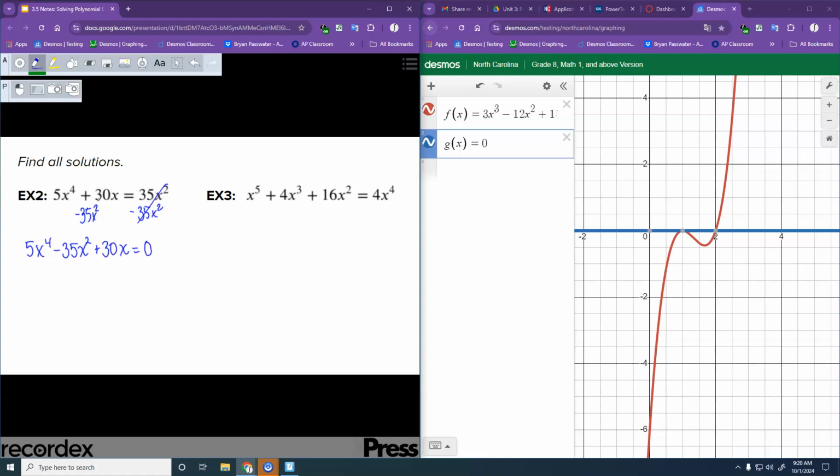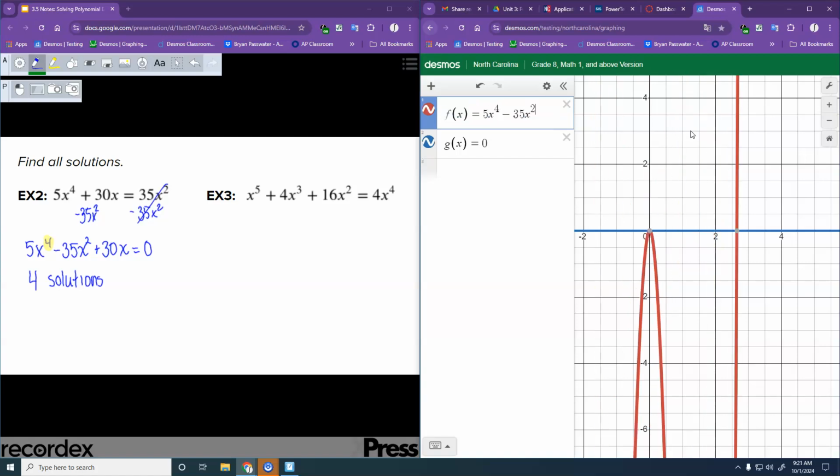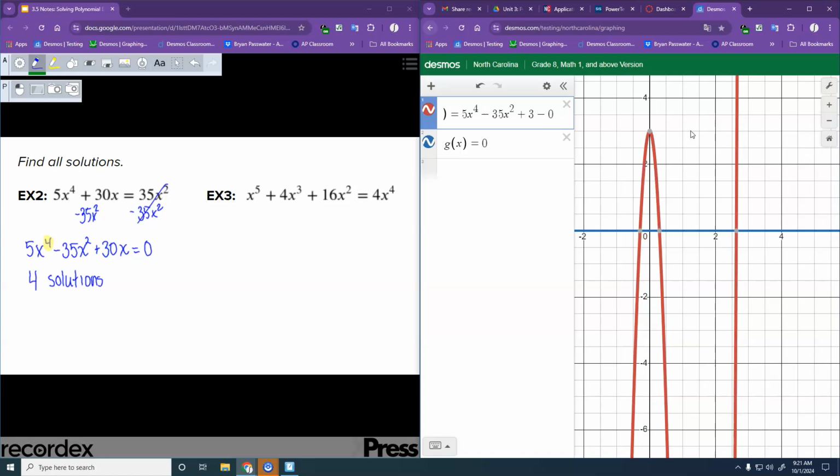equals 0. How many solutions should I have for this one? 4. This is going to be 4 solutions because I have a highest exponent of 4. Okay, so then we'll go over here and graph it. On the left side, we've got 5x to the fourth minus 35x to the second plus 30x.